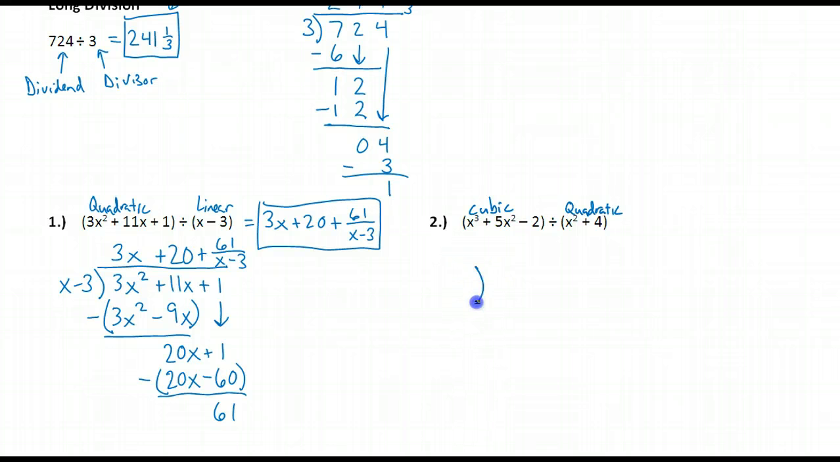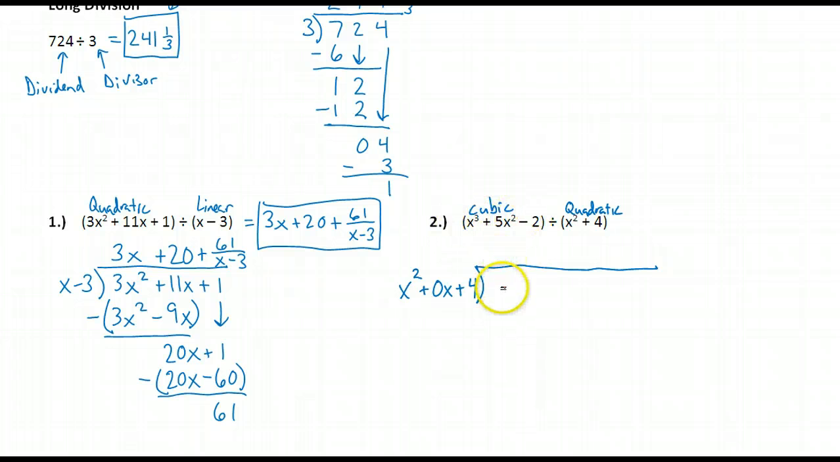So to set up this problem, I'm still going to use long division, but I need placeholders to mark out all the x's that I'm missing. So I can't just write x squared plus 4. I need x squared plus 0x plus 4. I only need placeholders after my leading coefficient. I don't need to put a plus 0x to the third in front of this leading coefficient.